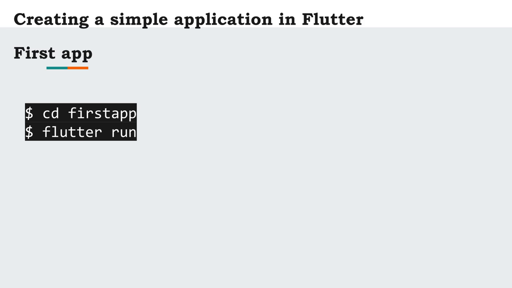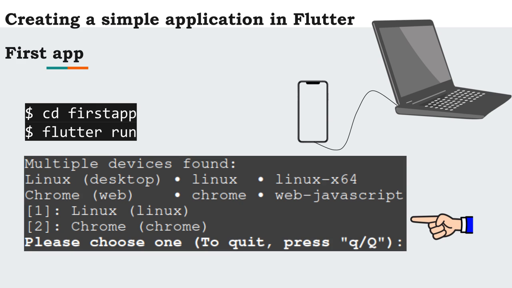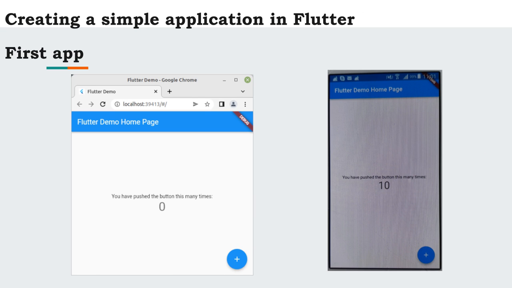After creating the application, you can run it by going to the application directory and executing the command, flutter run. If you have a smartphone connected to your computer, the application will run on the device. Otherwise, the framework will present execution options, as shown on the screen. The screen shows the application running in a browser, and on a smartphone screen.